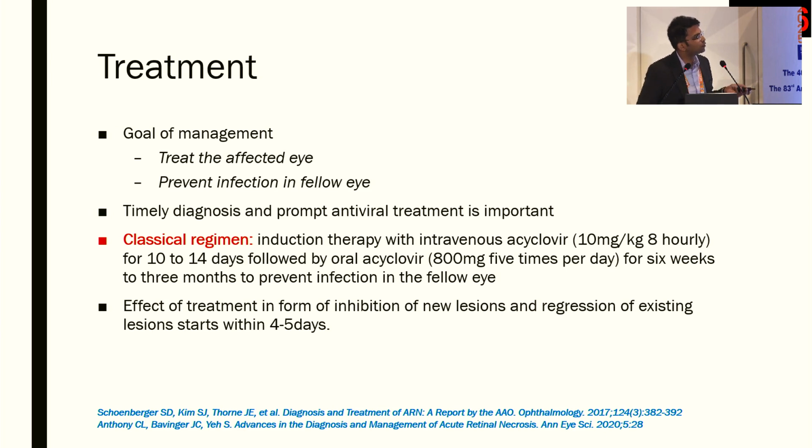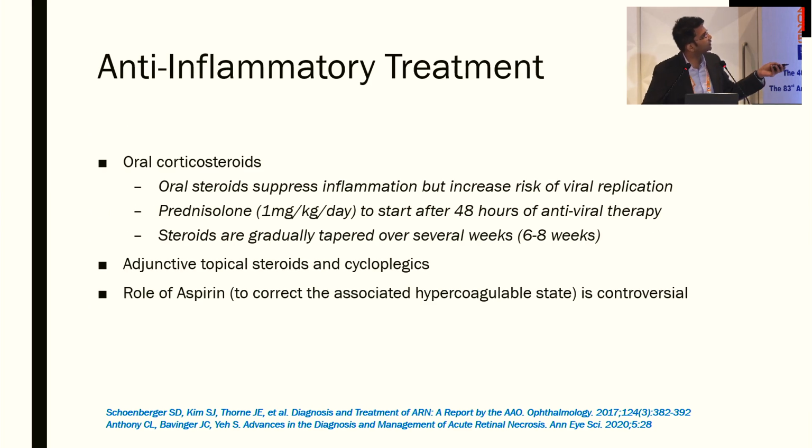So it is important that you treat these patients in a timely manner. The classical regimen is that you give intravenous acyclovir 10 mg per kg 8 hourly for 10 to 14 days, followed by oral acyclovir for the next 6 weeks to 3 months for preventing infection in the fellow eye. So the induction phase is aimed at treating the affected eye, and the maintenance phase is to prevent infection in the fellow eye. But then there are some modifications, we'll come to that.